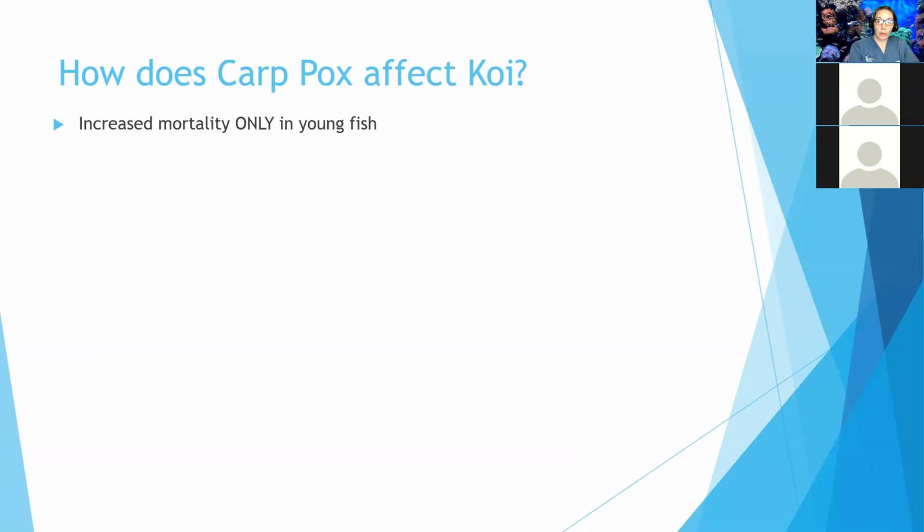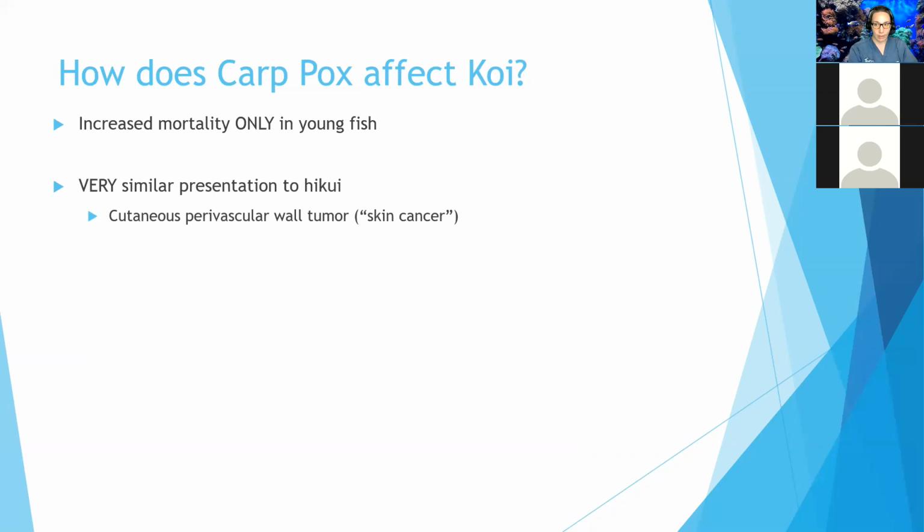Another big problem with carp pox is it has a very similar presentation to hikui. So if you're not familiar with hikui, hikui is a cutaneous perivascular wall tumor, commonly called a skin cancer because nobody wants to say that long name every time. And the biggest difference between this and carp pox is that hikui is treatable. Again, being that skin cancer within the epithelial cells, we can actually apply cryotherapy to freeze the affected tissue. However, with carp pox, being a herpes virus, again, it's in the neural tissue, which no one can burn that out of a fish.